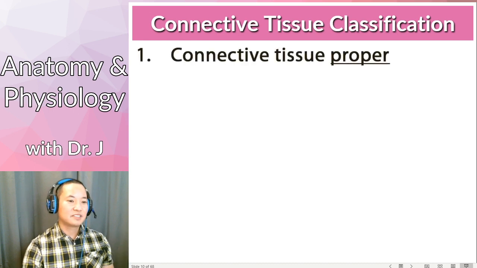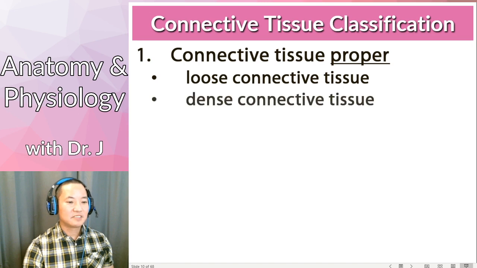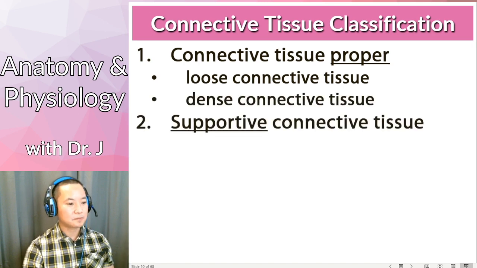So you have connective tissue proper. These are ones that have pretty easily identifiable protein fibers and ground substance. So you have loose connective tissue and dense connective tissue. Now, these are also very broad terms. Then you have supportive connective tissue, and this includes cartilage and bone.